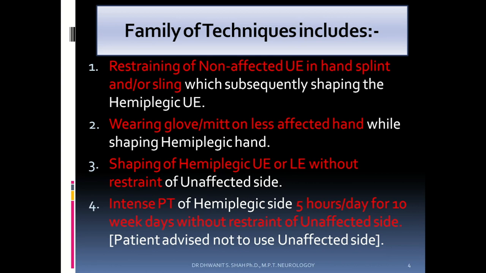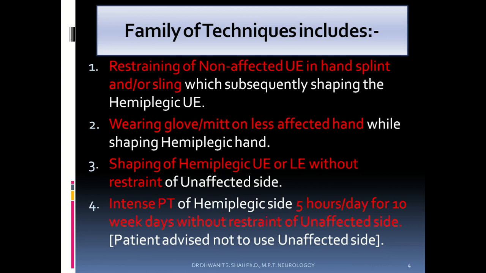Second, you can also use gloves or a mitt. A mitt is a hard plaster. Okay, on the less affected hand while shaping the hemiplegic hand, upper extremity or the lower extremity. The third step is without restraint of the unaffected side. It is the movement control of the hemiplegic upper or lower extremity without restraint. It means now in the third step patients automatically start learning to use the affected side. So at that stage you don't require to constrain the unaffected side, right?